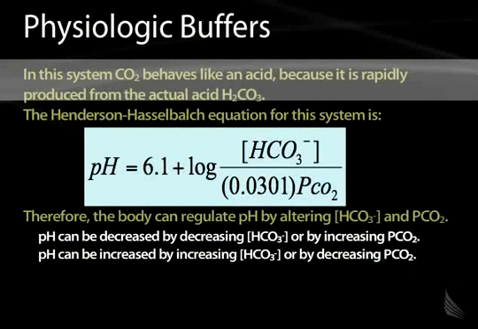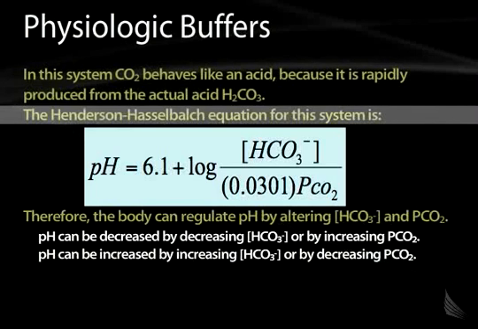Now, in this system, because the CO2 is rapidly converted from carbonic acid by the carbonic anhydrase, the CO2 behaves like the acid. And so we can put the partial pressure of CO2 in the denominator of the Henderson-Hasselbalch equation with a conversion factor. The conjugate base is bicarbonate, and so we put the concentration of bicarbonate in the numerator of the Henderson-Hasselbalch equation. So the Henderson-Hasselbalch equation for this is pH equals 6.1, which is the pKa for this system, plus the log of the concentration of bicarbonate over this conversion factor times the partial pressure of CO2.